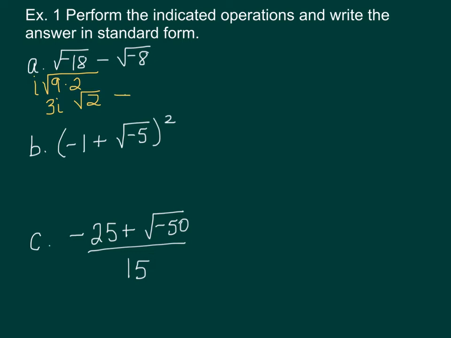Minus. Have to do the same thing with the square root of negative 8. Bring out the i first. 8 is 4 times 2. We can square root 4 and make it 2i radical 2. Now that I have like terms, I can subtract. So 3i radical 2 minus 2i radical 2 gives me 1i radical 2.